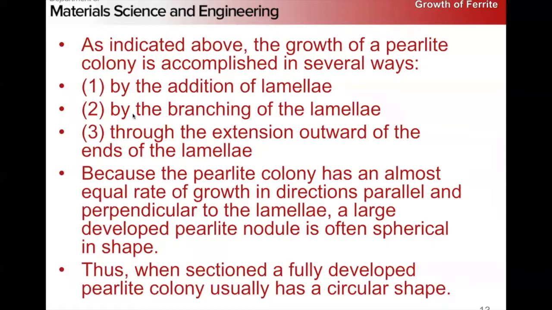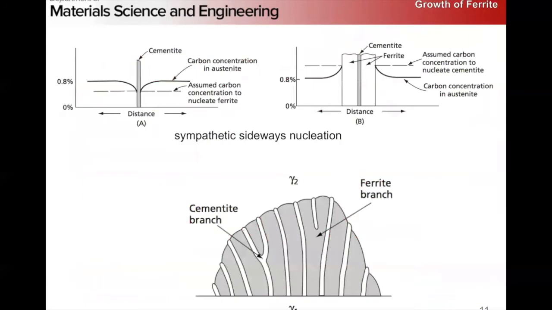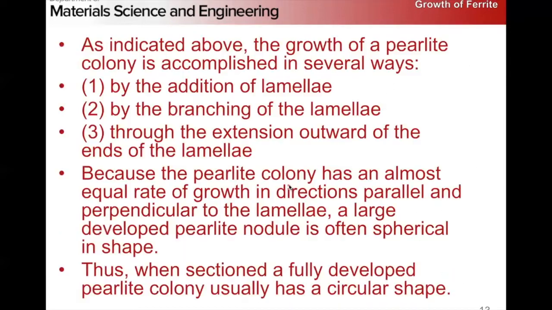Okay, so the growth of a pearlite colony is accomplished by the addition of lamellae, either by branching of the lamellae or through the extension outwards of the ends of the lamellae. Let me go back here, and we come to this figure. We can grow side to side, parallel with the grain boundary, by adding new lamellae. We can branch, which makes it wider, or we can continue to grow this way. We can extend the lamellae.